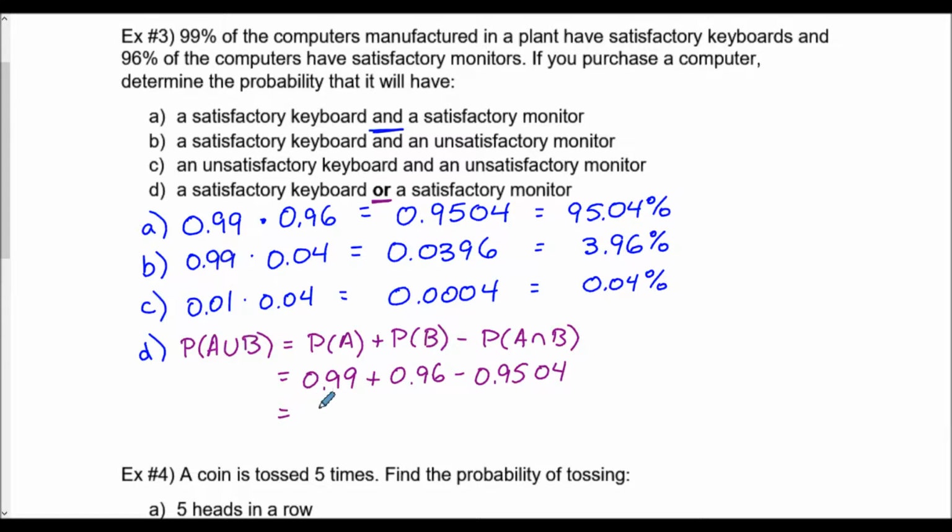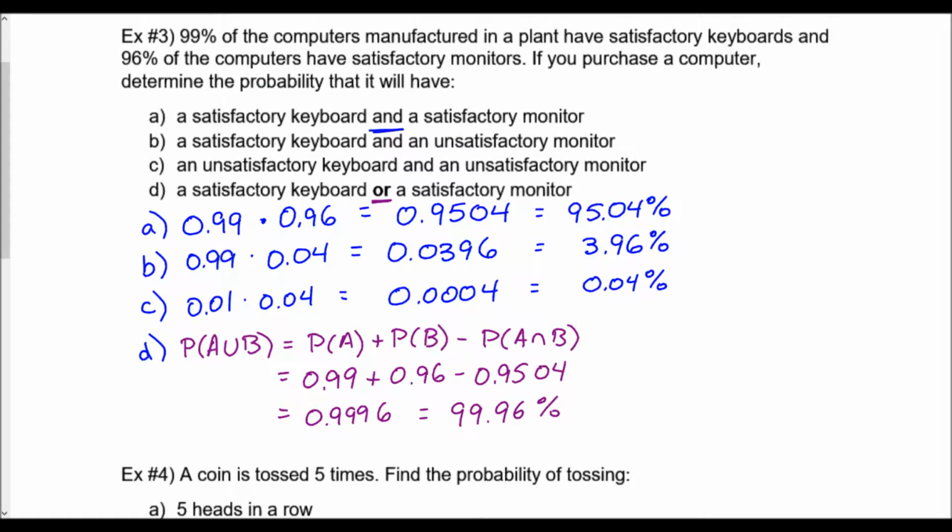You add and subtract everything together, you get 0.9996, which means there's a 99.96% chance that you have a satisfactory keyboard or a satisfactory monitor. Now, of course, if you're dealing with a desktop and you're trying to actually buy this, that's still not very good, because we want a satisfactory keyboard and a satisfactory monitor. We don't want to have to replace one or the other. This 95% is probably not the greatest thing, meaning that the company is going to have to do a little bit of maneuvering and get things going.